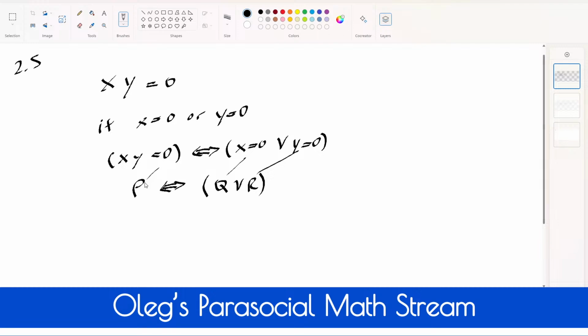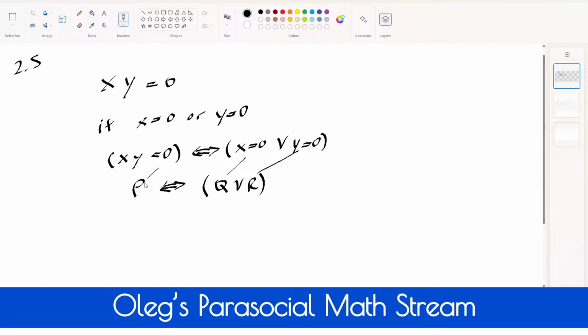All right, now notice that the parentheses are necessary here, for without them we wouldn't know whether to read it as (P if and only if Q) or R, or P if and only if (Q or R). So yeah, parentheses are important here.